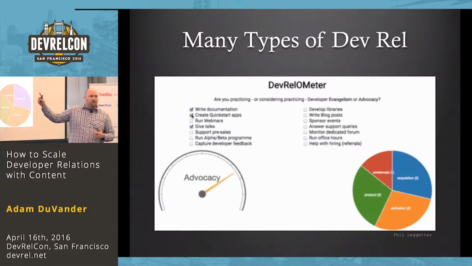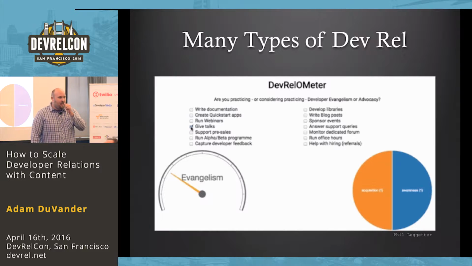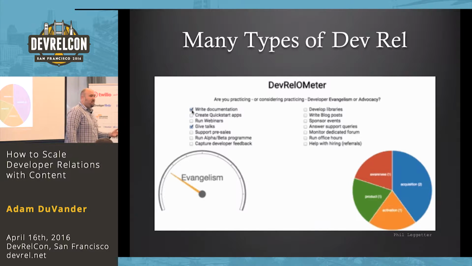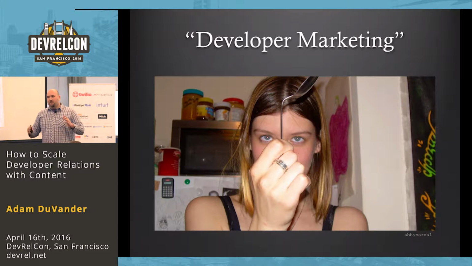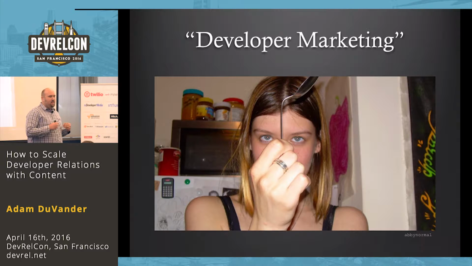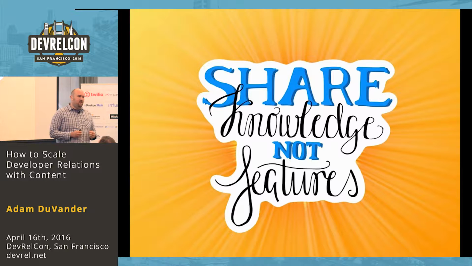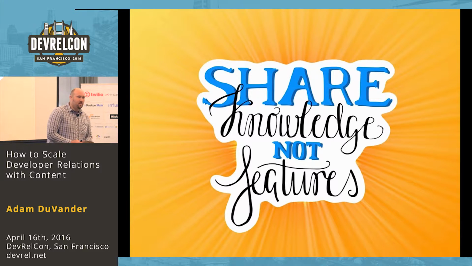If you haven't seen Phil Legater's DevRel-o-meter, you should go check it out. It's pretty cool. But a lot of these are also content, and then many of them also overlap with what would be traditionally marketing. But of course, we all know there is no developer marketing, only teaching and enabling. In other words, share knowledge, not features, which is a lot easier to do one-on-one when you're talking to the developer in person. And when that goes to content, a lot of times that ideal gets lost.